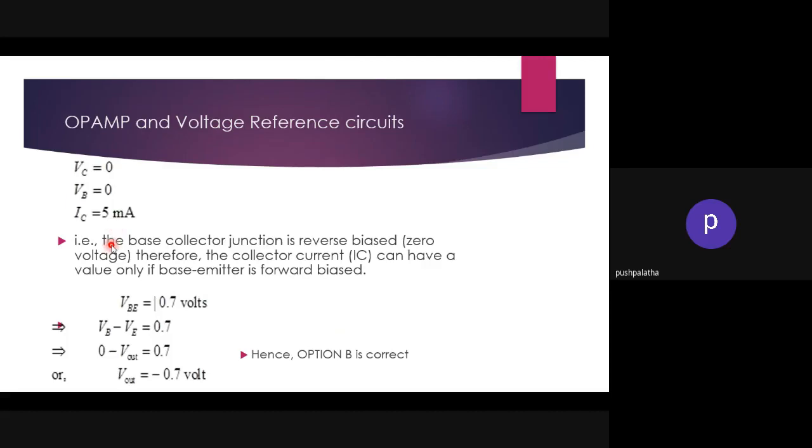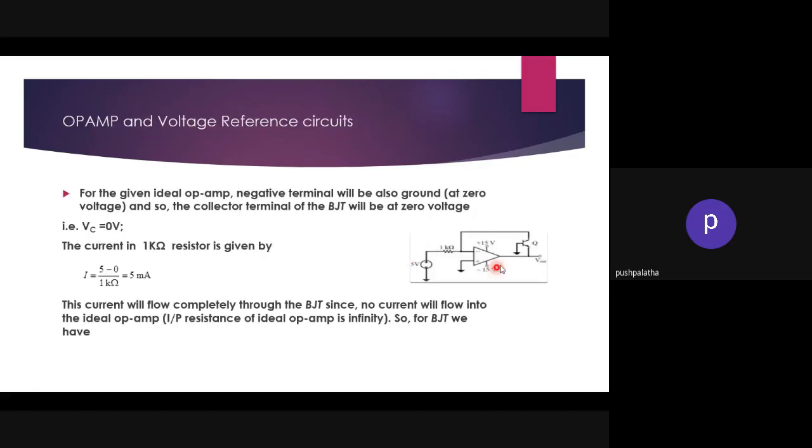Now the base-collector junction is reverse biased. Do you understand? It is reverse biased because this is an NPN transistor, the collector is at a negative terminal, and the base is grounded.